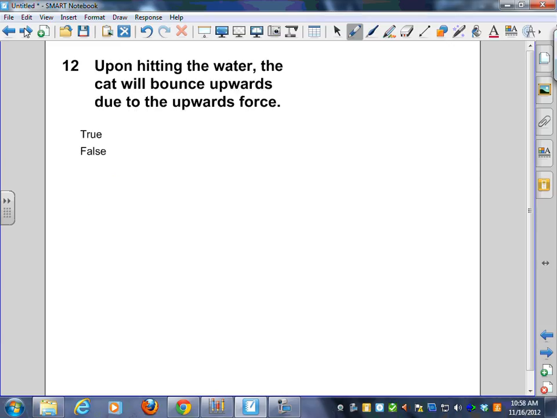Will the cat bounce upward due to the upward force? No, because the upward force is balanced by gravity. So the net force, again, is 0. I'm really just repeating myself over and over again here, aren't I?